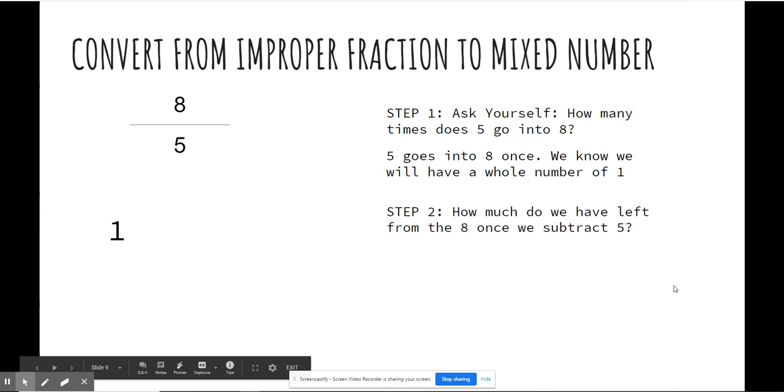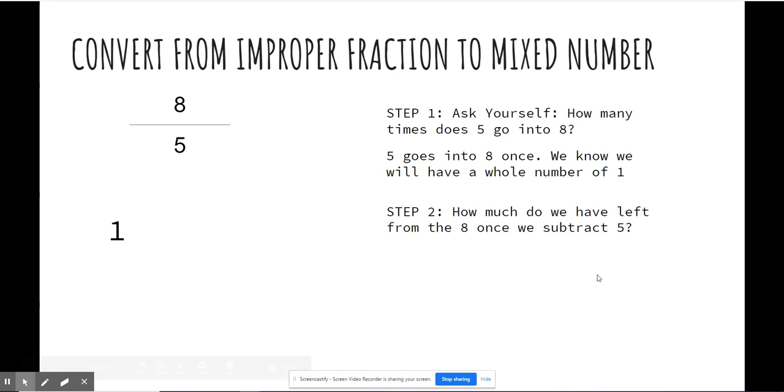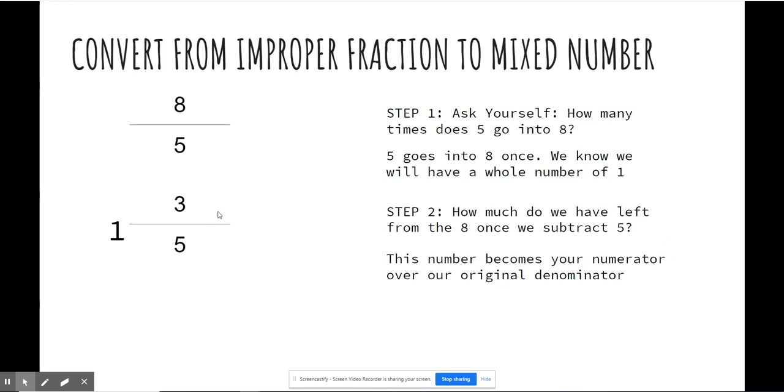Now we have to ask ourselves how much is left. So we're going to take that whole number out. So we're going to do 8 minus 5. We're going to be left with 3. So 3 out of 5. 8 over 5 is equal to 1 3/5. So that is it for subtraction. All of the rules apply for both. Only difference is that when you're subtracting, you're taking away. Adding, you are adding to a whole or a piece.